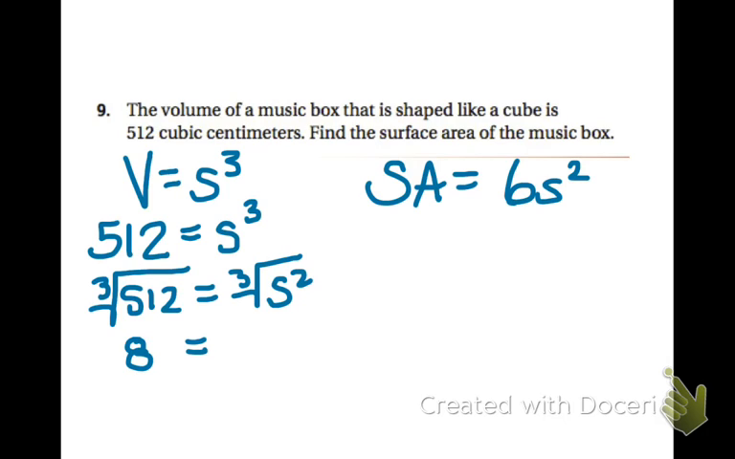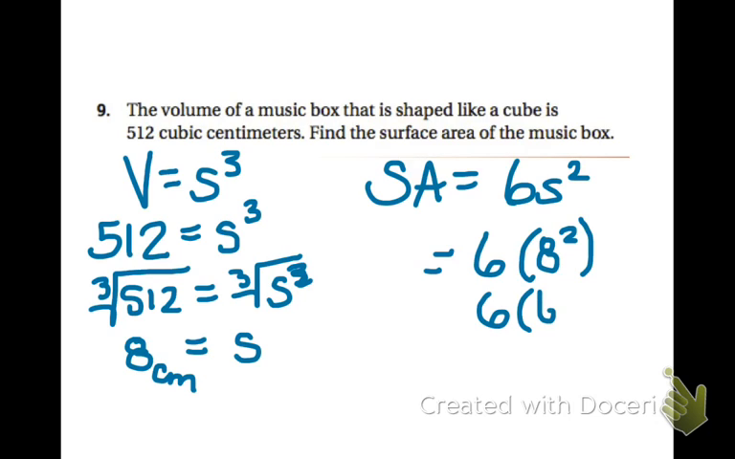The cube root of s cubed is s. And again, this dimension is in centimeters. If we're using that to calculate the surface area, we'll take 6 times the area of one face, which is 8 squared. 6 times 64 is 384 centimeters squared.